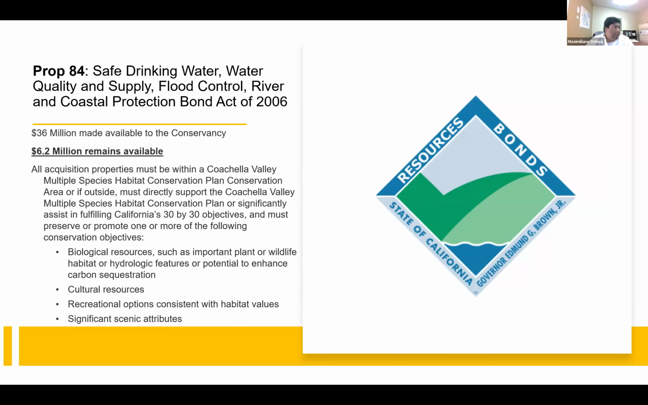So one of the first grants that we have is Prop 84. It's important to note that the Coachella Valley Mountain Conservancy, since its inception, was predominantly focused on land acquisition for conservation purposes. So Prop 84, the Safe Drinking Water Quality and Supply, Flood Control, River and Coastal Protection Bond Act of 2006, was made available for land acquisition specifically. The Conservancy received 36 million at the time, and we have been using this money for land acquisitions. Currently, we have 6.2 million remaining.